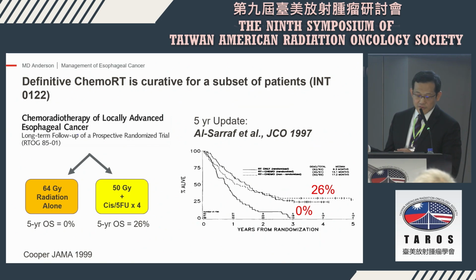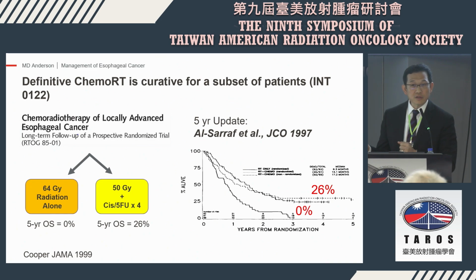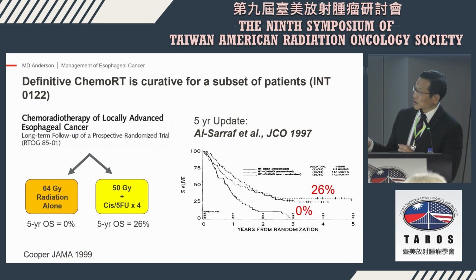There's RTOG 8501, where they randomized patients to 64 gray radiation alone versus 50 gray with concurrent chemotherapy. As you can see here, with radiation alone, no patients were cured. None of these patients were cured. However, about a quarter of the patients are cured with chemoradiation, okay?